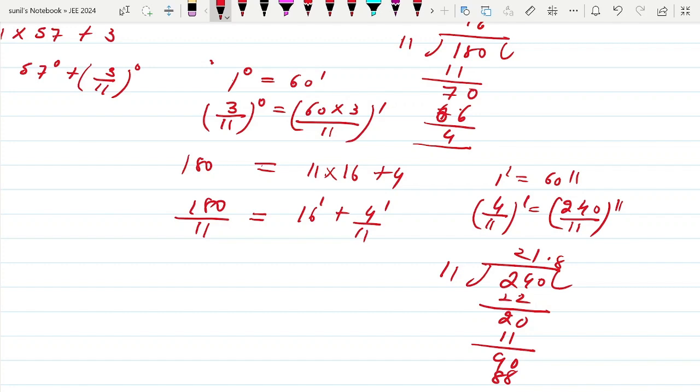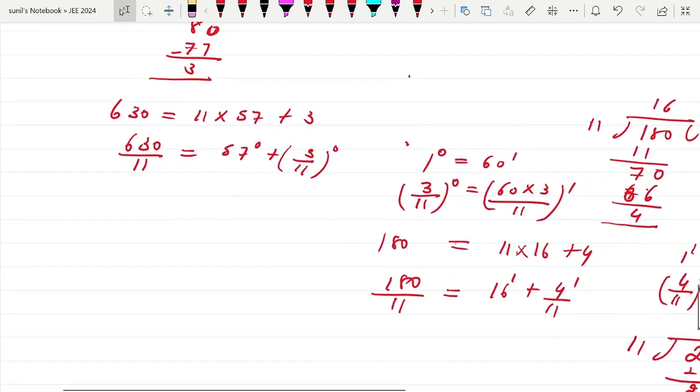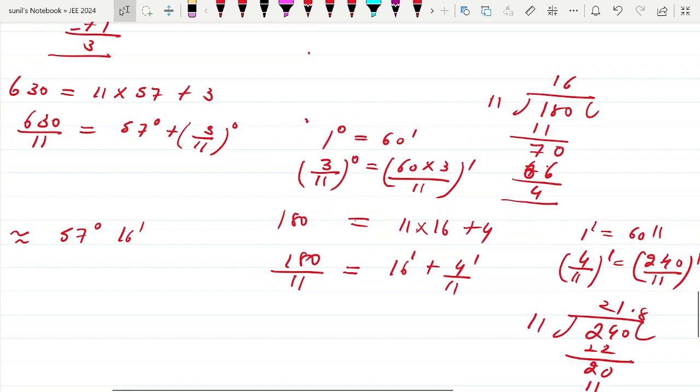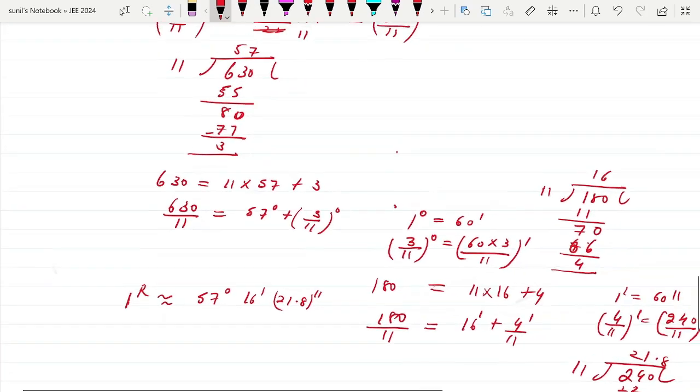So we can say that my 1 radian angle is approximately equal to 57 degree 16 minute, and if I do not approximate it, 21.8 second. So this is the equivalent measure of radian.